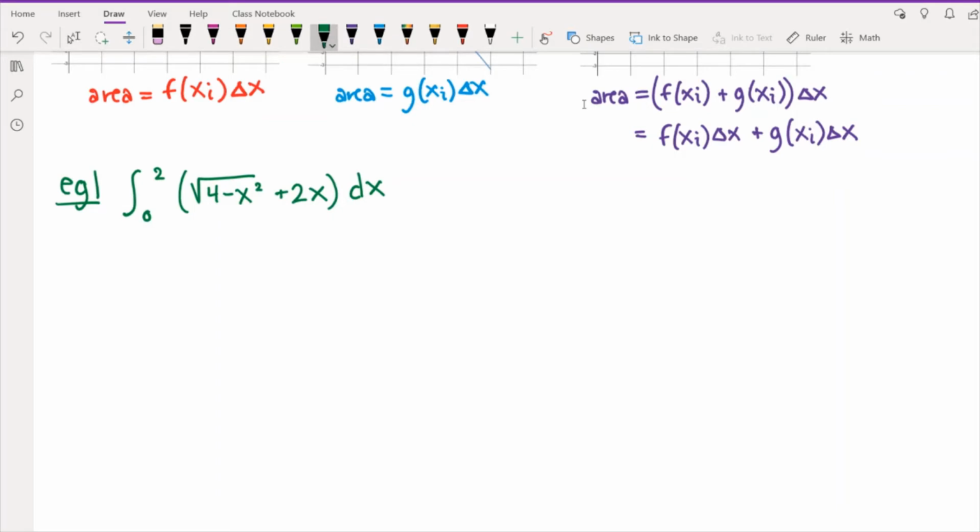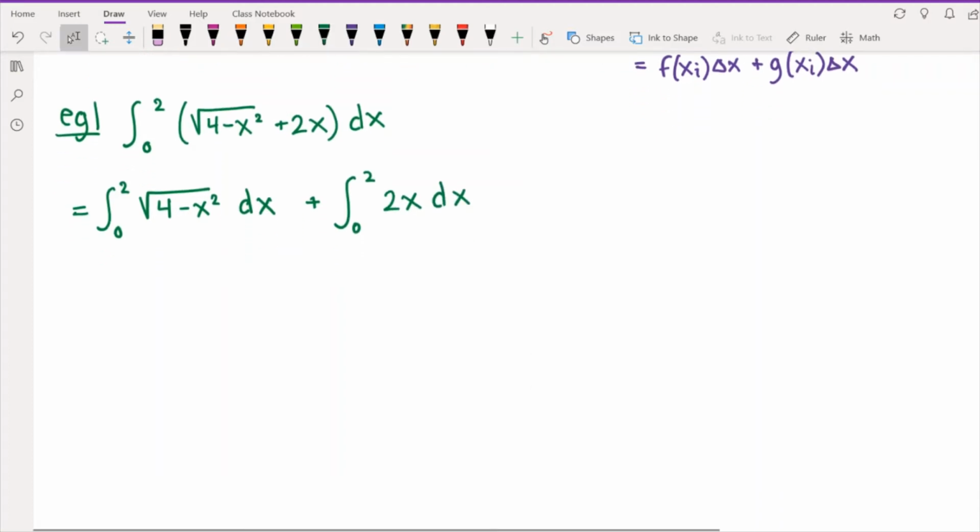So using the property that we just described above, we can break this into the integral from 0 to 2 of the square root of 4 minus x squared, and then the integral from 0 to 2 of 2x. So why is this useful?